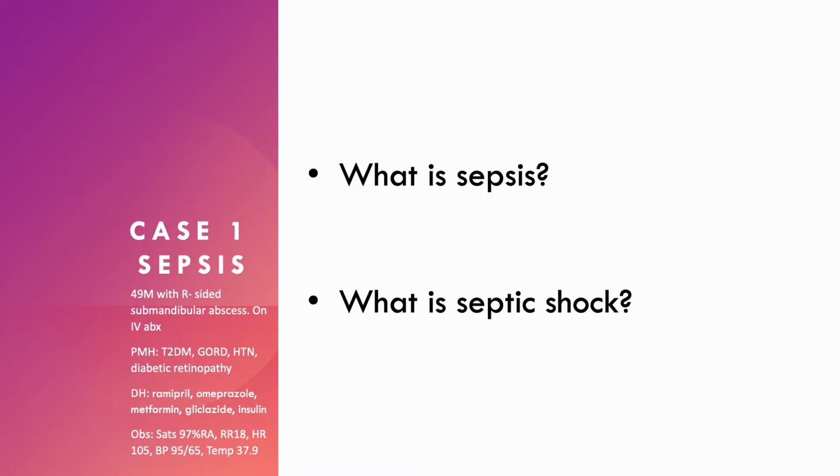The initial course is variable. Some patients won't deteriorate beyond SIRS, which is a systemic inflammatory response, whereas other patients will rapidly deteriorate to organ failure, which is severe sepsis.